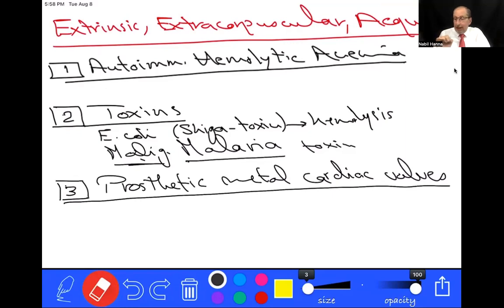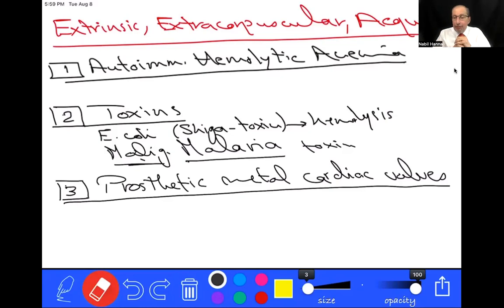When we use metal valves, each time red blood cells pass in the heart, they hit into the metal valves and they might get ruptured. So that's a third cause of extrinsic or extracorpuscular or acquired hemolytic anemias. So we discussed the pathophysiology of hemolytic anemias, and we answered the two questions: why, intracorpuscular or extracorpuscular, where, intravascular or extravascular.